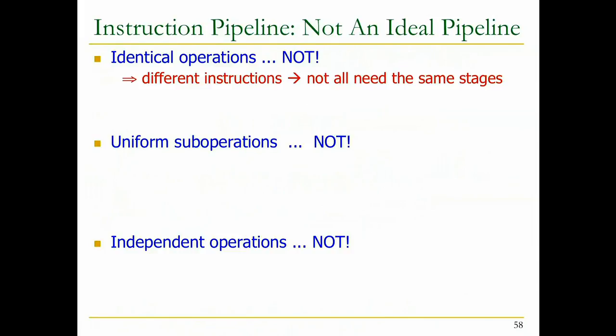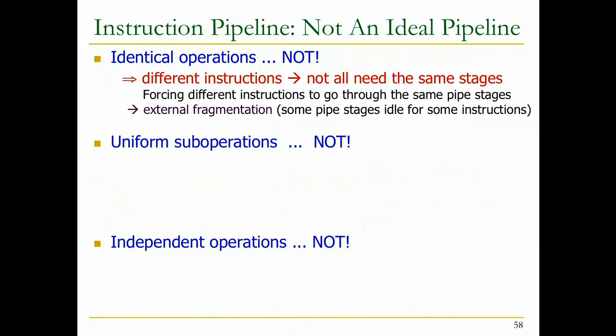We don't have identical operations because we have different instructions, and they don't all need the same stages, right? We've just seen an example. Forcing different instructions to go through the same pipe stages adds overhead. This is called external fragmentation, if you will. Some pipeline stages are idle for some instructions. Externally to the pipeline stage, you have fragmentation. This pipeline stage is useless at this moment for that instruction.